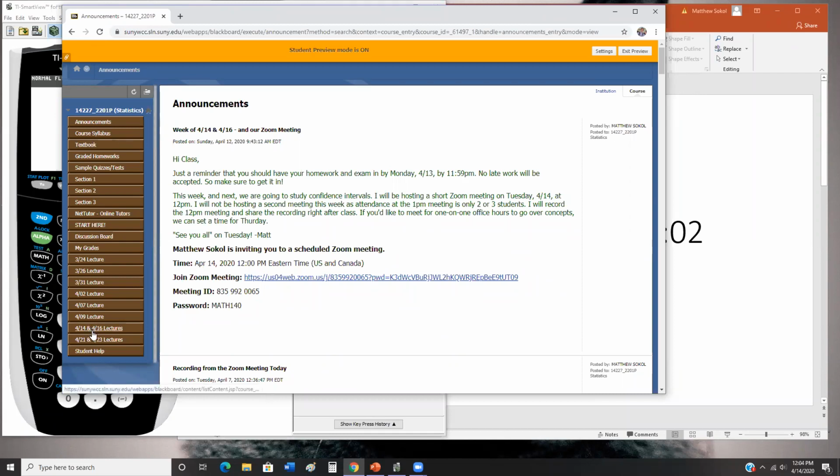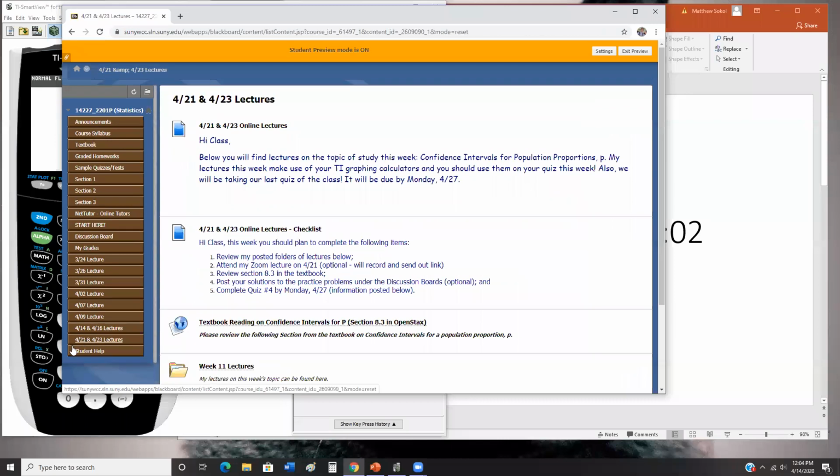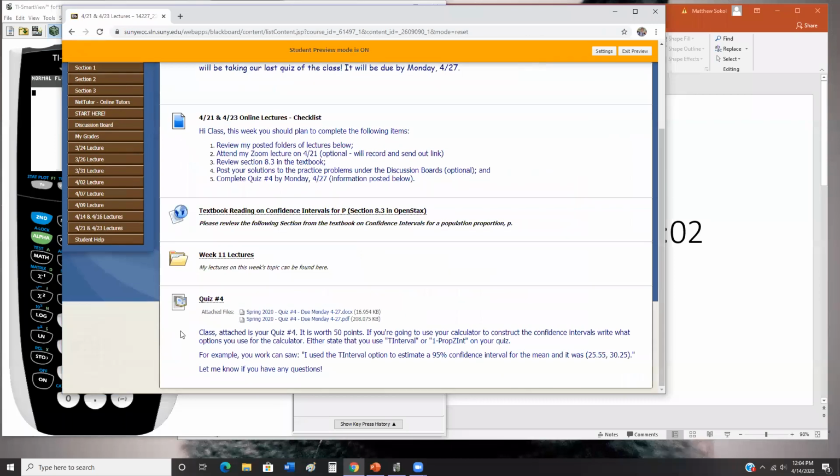When you log into the classroom, what you'll notice is I've opened up the following 2 weeks of lecture. What this week talks about, the lectures on 414 and 416, is confidence intervals for a mean, so a confidence interval for an average. I will explain that. And then next week talks about confidence intervals for a proportion. When you click on the lectures for 421 and 423, you'll see that your next quiz is due.